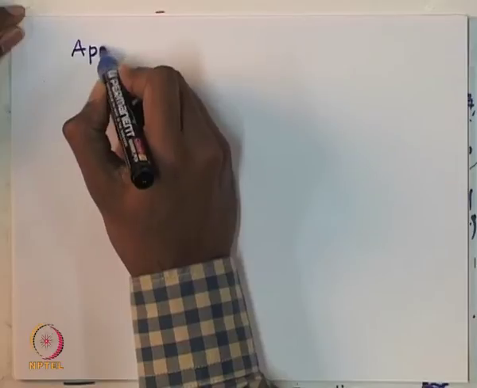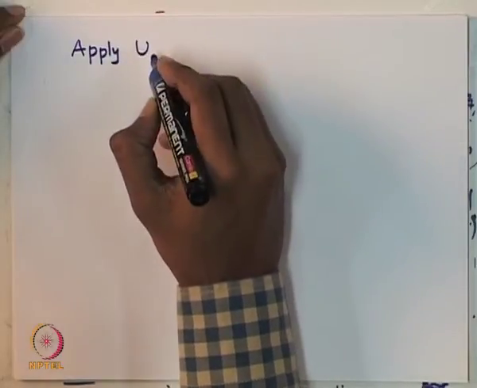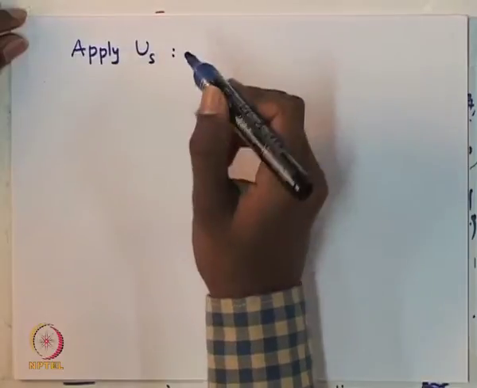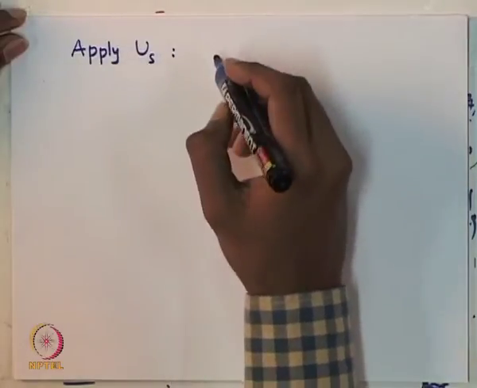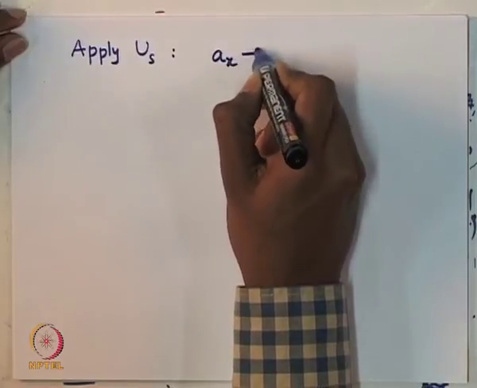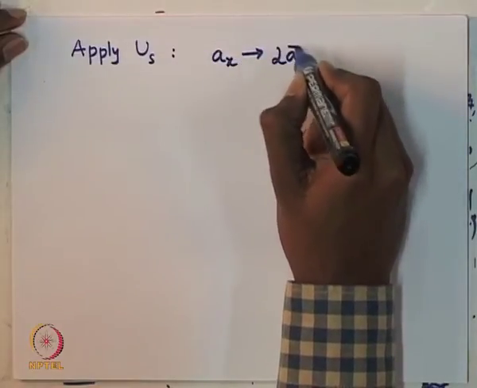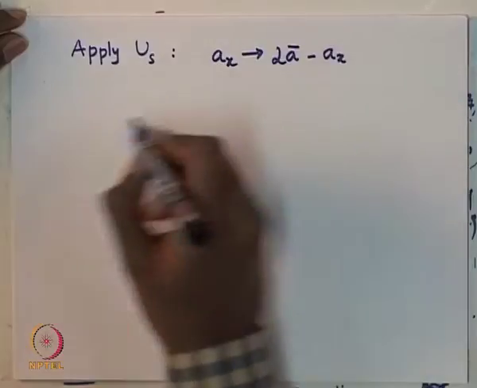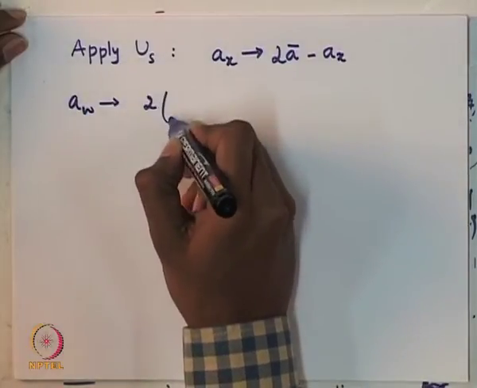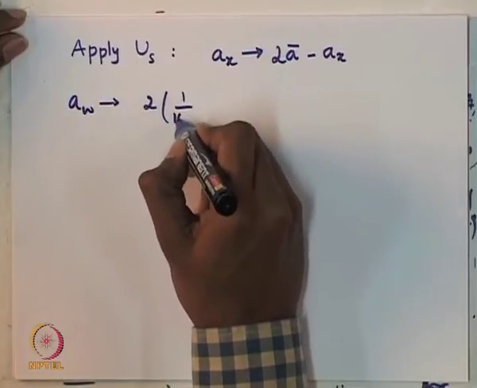In the second Grover iteration, we again apply another operation which is US, and applying US means we have already seen that AX transforms to 2 A bar minus AX. So now AW transforms to 2 times the mean. The previous mean is 1 by 16 root 2.